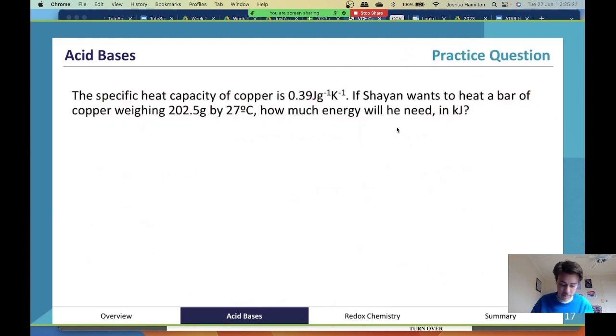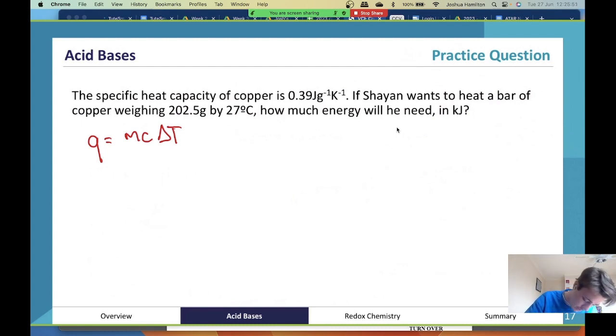And I think what's best about this is we go through an example. So this is a really good example because they've used something else. They've said the heat capacity of copper, and they've given it to you, 0.39. If Cheyenne wants to heat a bar of copper weighing 202.5 grams by 27 degrees Celsius, how much energy will he need in kilojoules? So we have Q equals mc delta T. We want to find out Q.